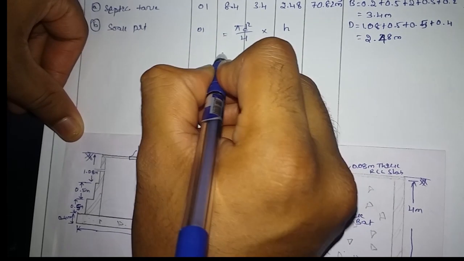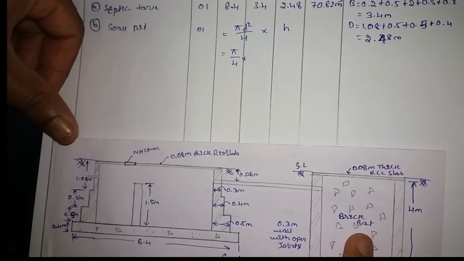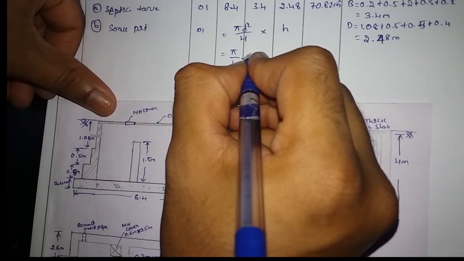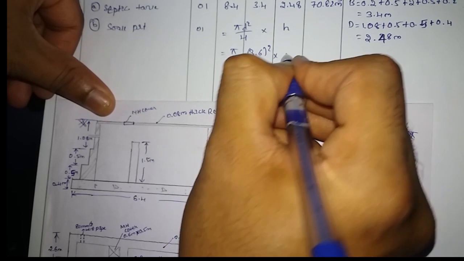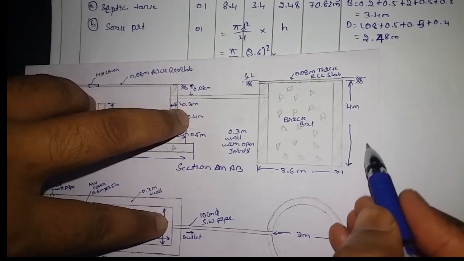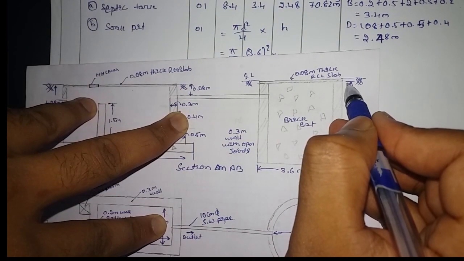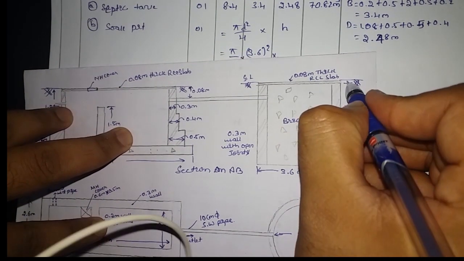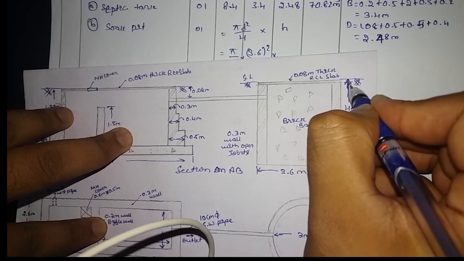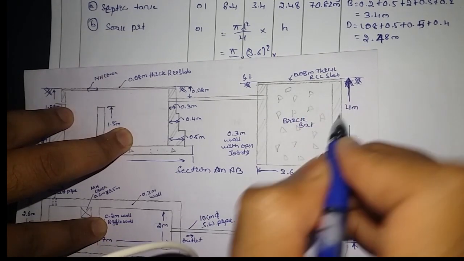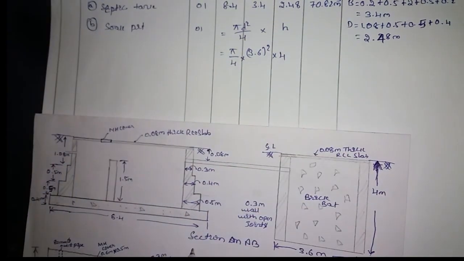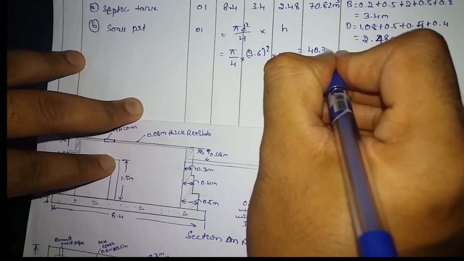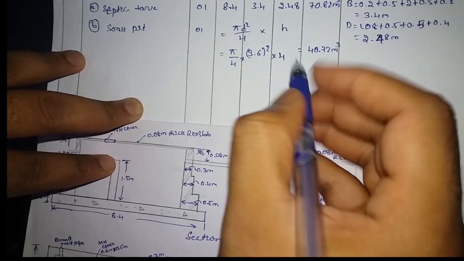So multiplied, so pi by 4. What is the dia? See here, this is the exact dia of the soaking pit. So 3.6, it is directly given, 3.6 square into what is its height. See what is the height you need to take. See here, from here to here it is 4. It is up to the ground surface or ground level, it is 4. So from bottom to the top it is 4 meter. So I will take out directly the 4 meter. Now if I multiply all these values, what is the value I'm going to get? It is 40.72 meter cube. This is your total quantity of the soaking pit.